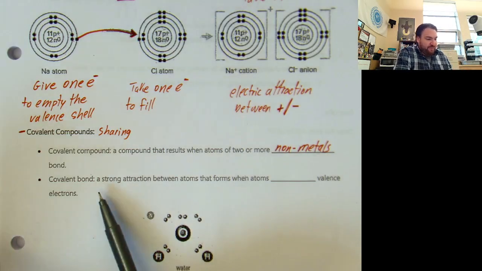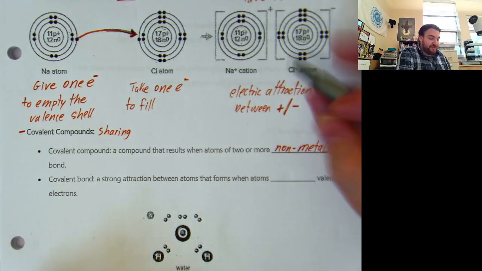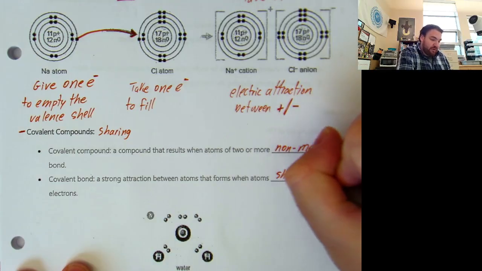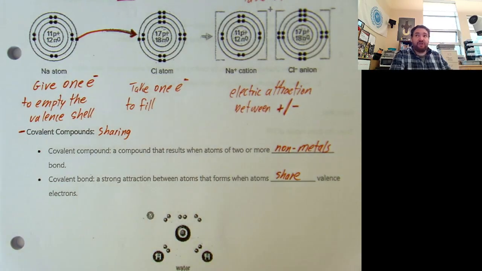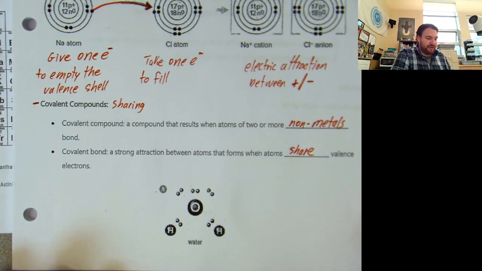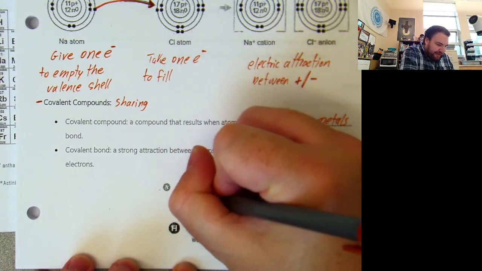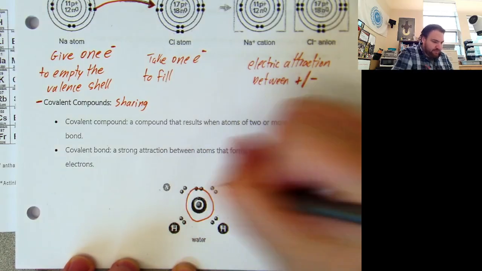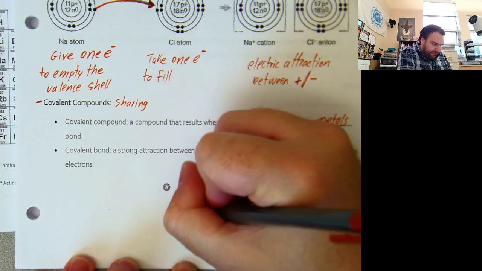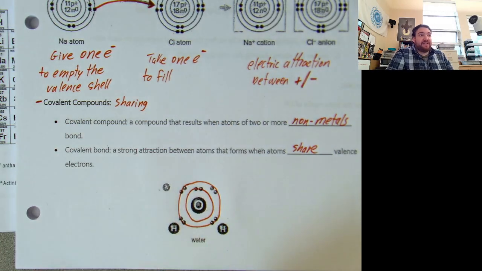So then what happens? A covalent bond is a strong attraction between atoms that form when atoms share valence electrons. And so there's a diagram here. It's not a very good one because the photocopier didn't draw everything I wanted it to draw. So I'll show you in a little bit more detail what this thing looks like. There should be a ring right here. You guys can add that one in. And there's going to be a ring right here. And that's a water molecule.